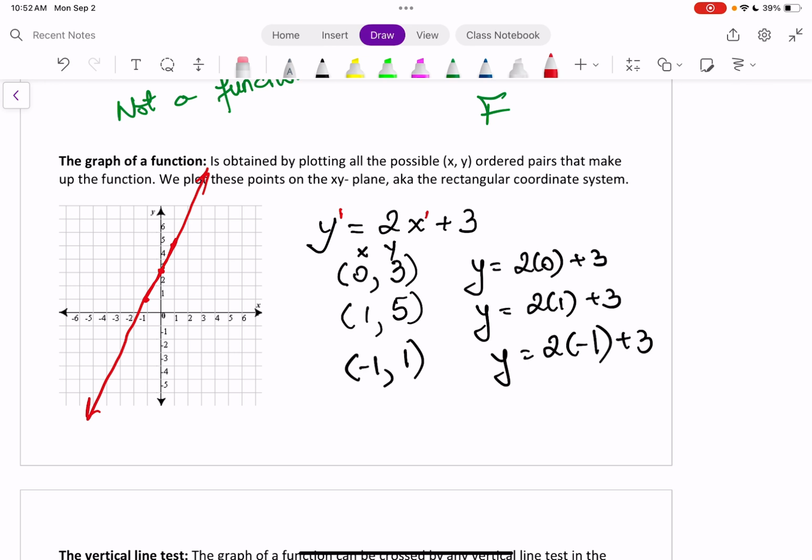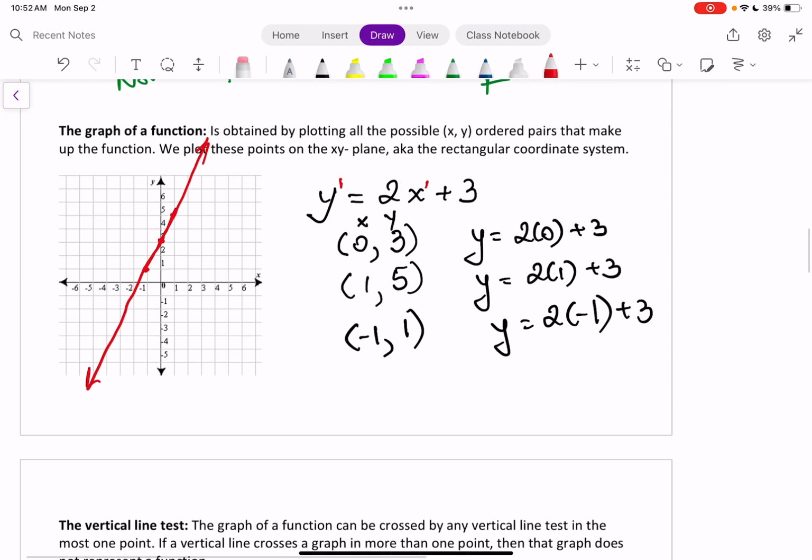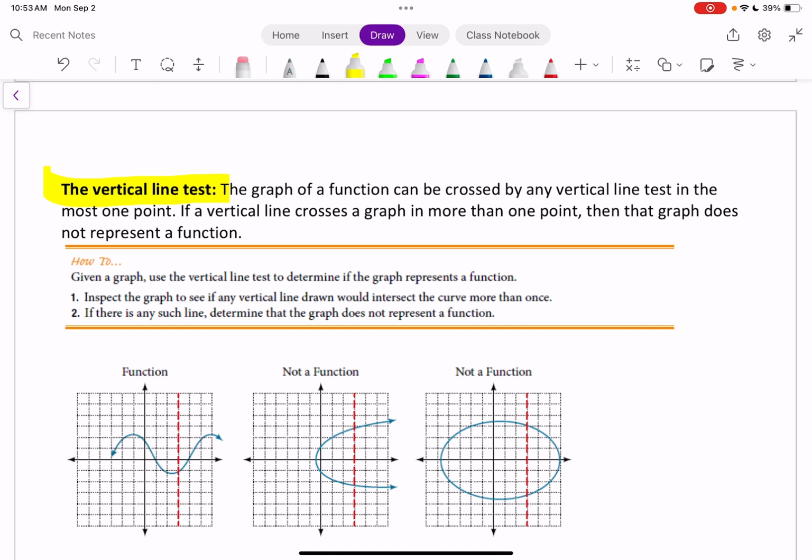So with lots of practice looking at functions specifically, chapter by chapter, we'll be able to recognize what we are having. The reason why I'm talking about the graph of a function also is that just by looking at a graph, we can tell whether or not we're dealing with a function. So we call this the vertical line test. It says the graph of a function can be crossed by any vertical line in at most one point. That's the vertical line test. So the graph of a function can only be crossed by a vertical line in at most one point.